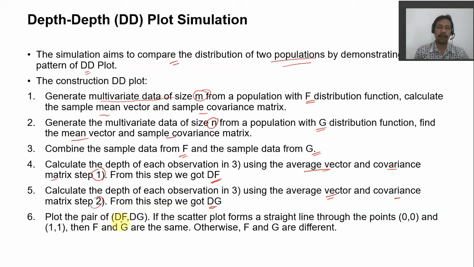Then we plot the pairs of DF and DG. If the scatter plot forms a straight line through the origin and through the coordinate (1, 1), then we conclude that F and G are the same. Otherwise, F and G are different.